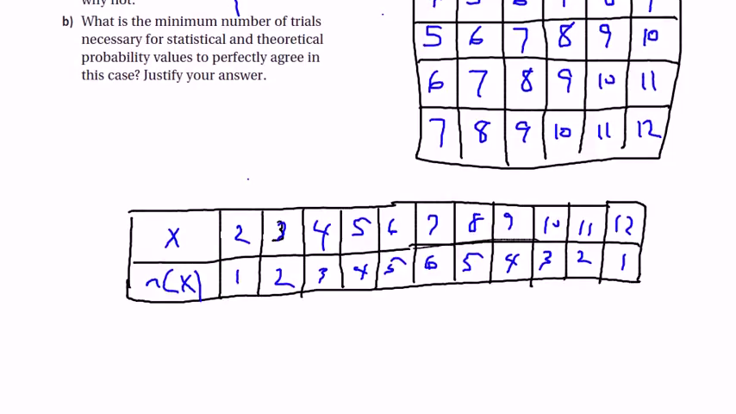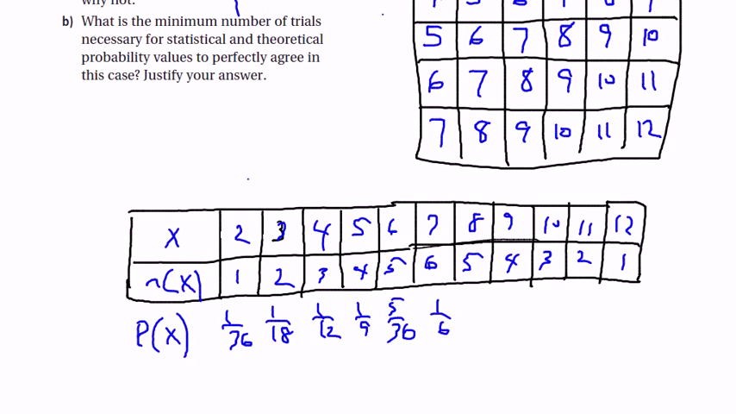So let's just think now, what would these look like if they were probabilities and if they were reduced? 1 out of 36 can't be reduced, right? 2 out of 36 can reduce to 1 over 18. 3 over 36 reduces to 1/12. 4 over 36 reduces to 1/9. 5 over 36 doesn't reduce. 6 over 36 reduces to 1/6, and then we just have a repeat of the same probabilities.